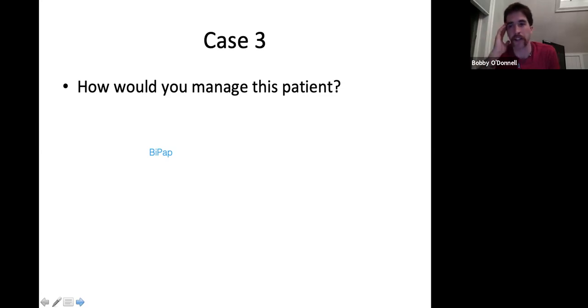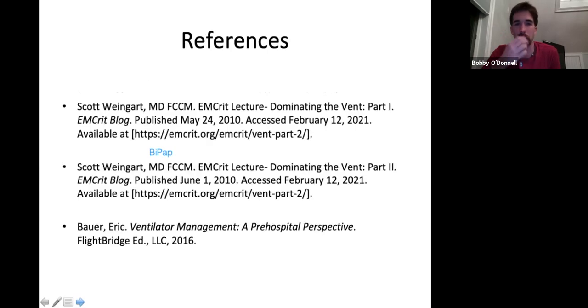And like I said, it's difficult because the LTV1200 isn't the most intuitive ventilator to use, but it's just kind of practice and repetition and going over all this stuff. Those are my references, basically, mostly Scott Weingart's podcast. I highly recommend you listen to those. And then Eric Bauer's ventilator management, pre-hospital perspective.